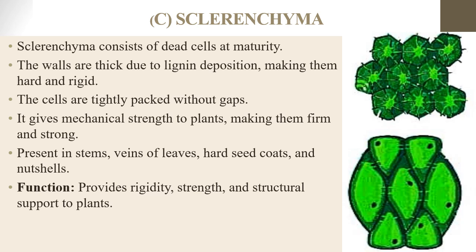Sclerenchyma provides mechanical strength and support, making the plant firm and strong. It is commonly found in stems, veins of leaves, seed coats, nut shells and coconut shells. Its primary function is to provide rigidity, strength and structural support, helping plants withstand harsh environmental conditions.